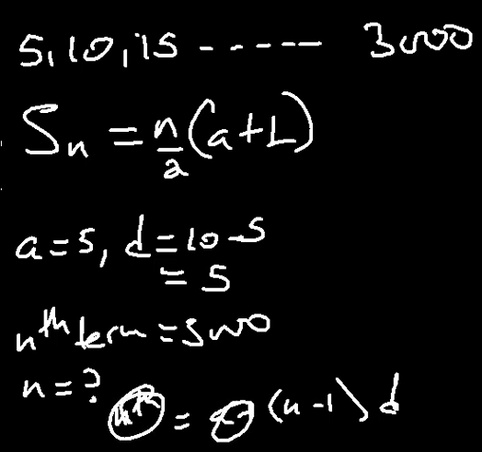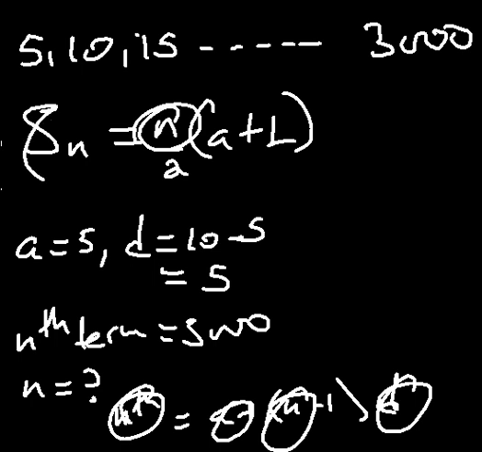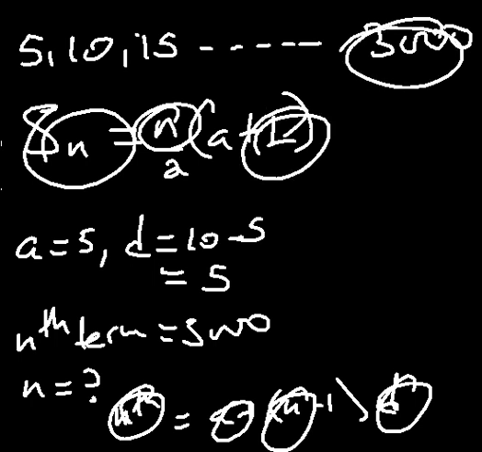With the first term and the common difference, we'll be able to solve for the number of terms. Then upon having those, we'll substitute into this formula, and you'll be able to get the sum of those terms, since the last term is the same. So try to work that out in your own time.